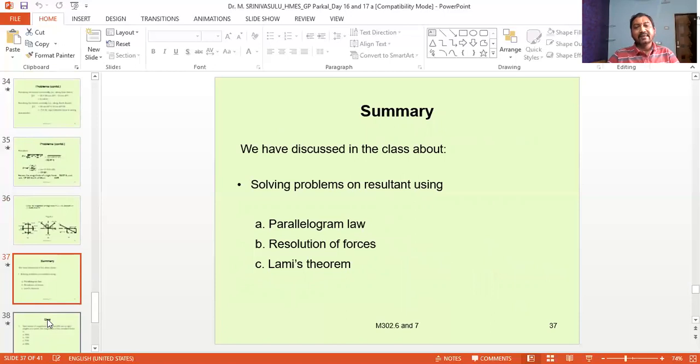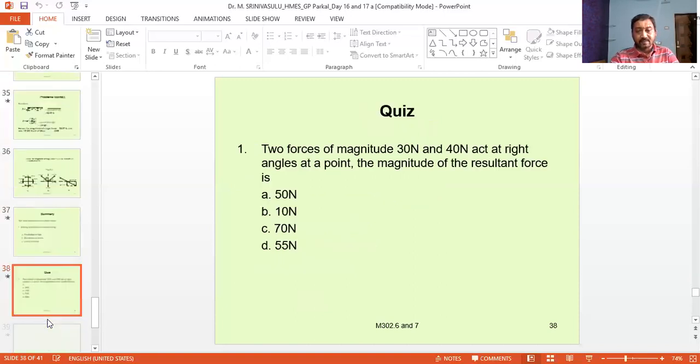Now coming to the summary part. In this lesson we have solved some problems on the resolution of forces and also Lami's theorem. And like this you can apply the same principle to solve problems in other situations.